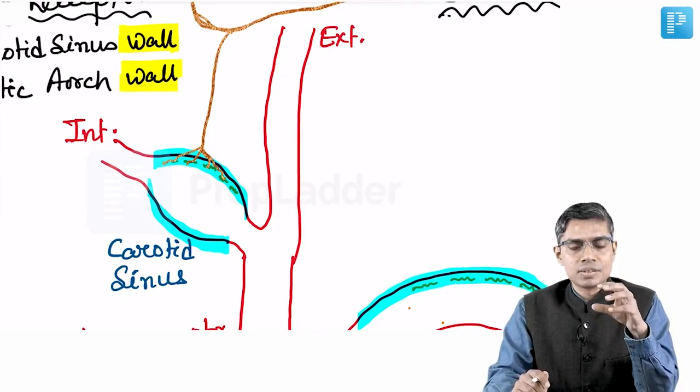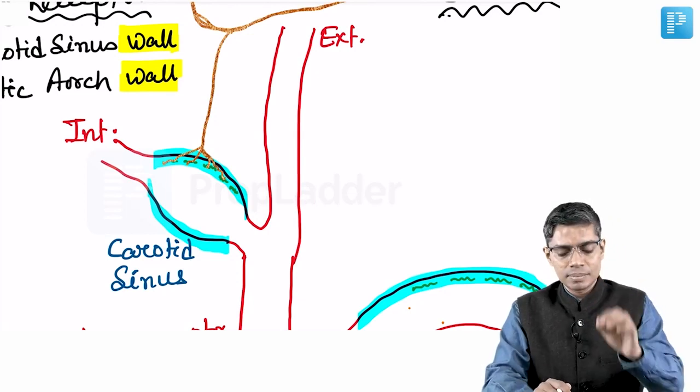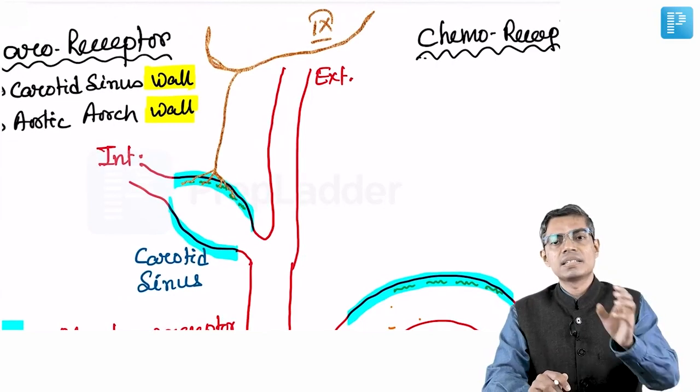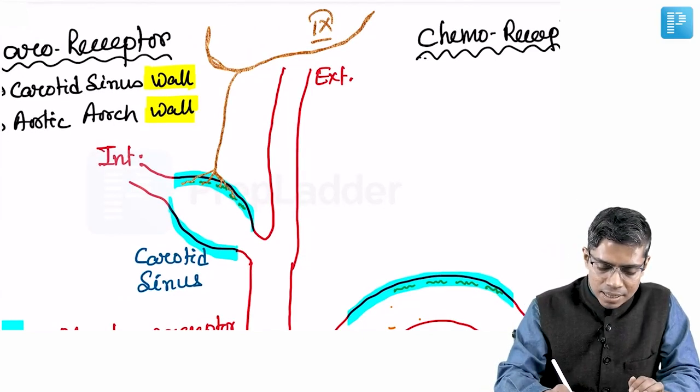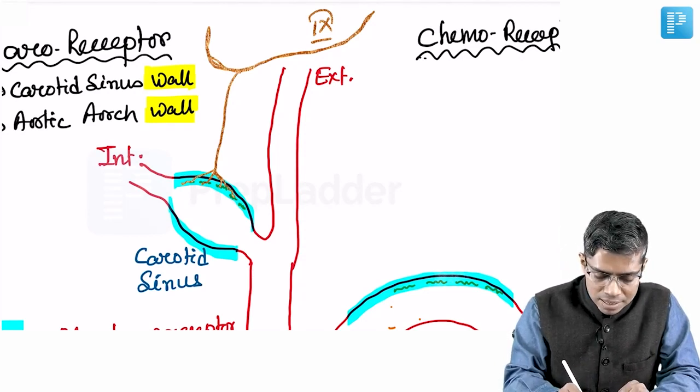Which neuron is located at the level of this carotid sinus wall? That is the ninth cranial nerve, but not the exact ninth cranial nerve. There is a branch of the ninth cranial nerve, and this branch of the ninth cranial nerve is known as the sinus nerve of Hering.